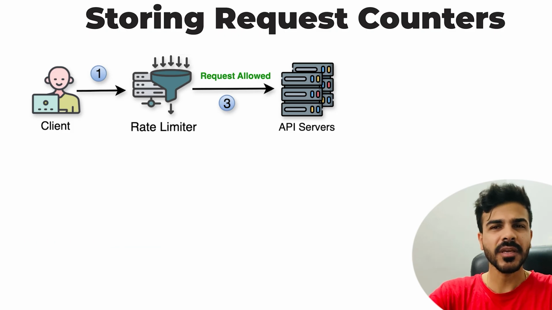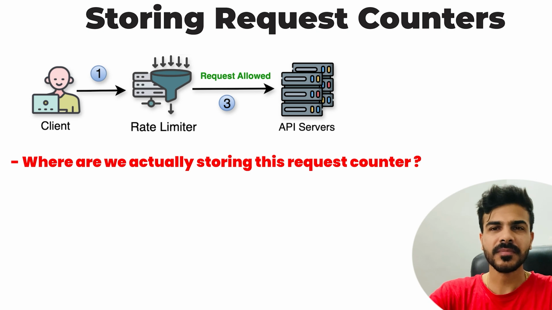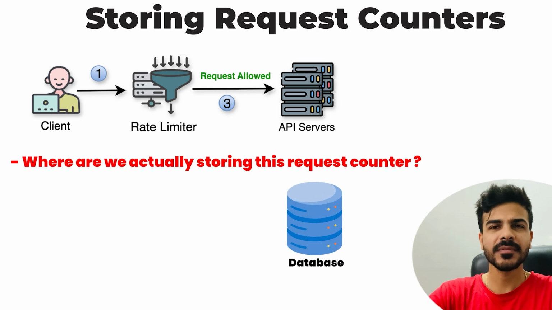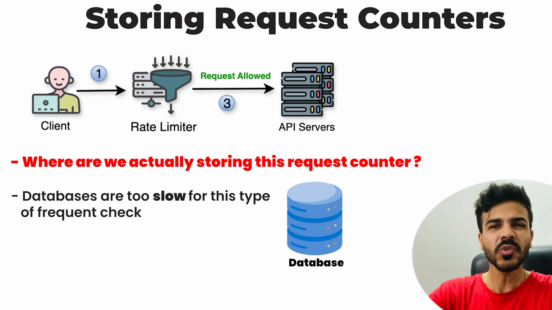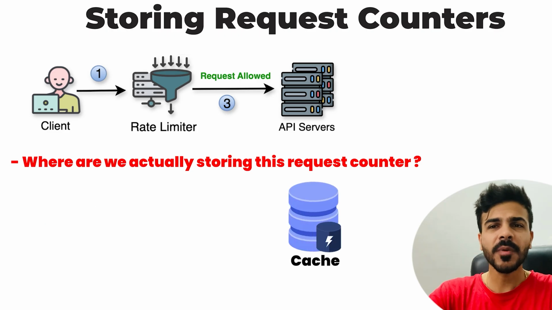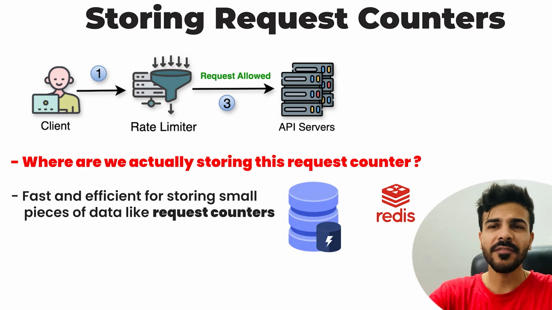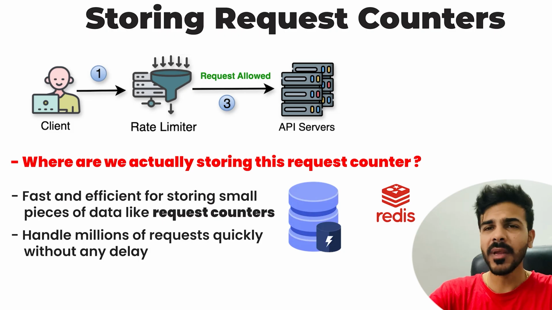Now, an interesting question here could be, where are we actually storing this request counter? Could it be in a database? Well, databases are too slow for this type of frequent check, given that we'll be doing this for all the users for all their APIs. How about a cache? Cache would be perfect because a modern cache solution, let's say Redis, is fast and efficient for storing small pieces of data like request counters. This would allow the system to handle millions of requests quickly without any delays.